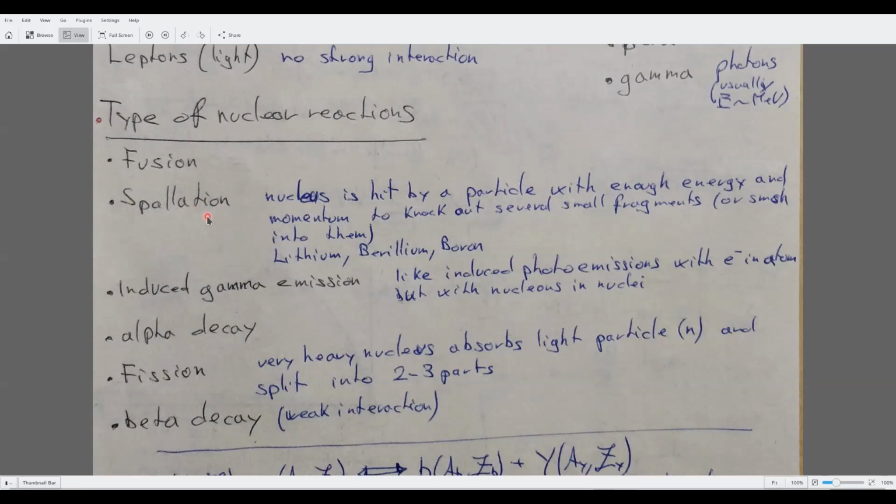Spallation is usually more outside the star, produced by cosmic rays produced by stars. Particles are getting around and colliding with other elements, producing lithium, beryllium, boron.